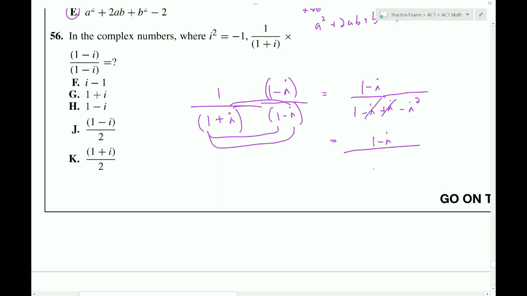Here the inner and outer cancel, right? So we have 1 minus i over 1 minus, and here we see an i squared. And they told us up here that i squared is negative 1. So we can plug that in at that point. So we've got 1 minus i over 1 minus a negative 1 is plus 1, so 1 plus 1 is 2. So 1 minus i over 2.